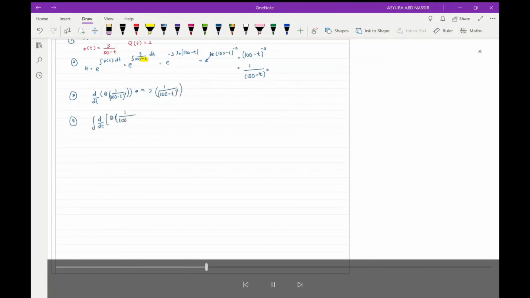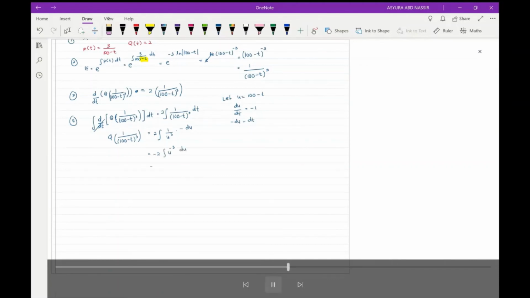Integrate both sides and you have the integration of 2 over 100 minus T cube dt. Continue. How to integrate your 1 over 100 minus T cube? You cannot integrate directly using formula, right? So you have to use substitution method. So let u be 100 minus T and you will get du/dt is negative 1 and your dt is negative du. Then integrate, so you will have integration of 1 over u cube, don't forget negative du.